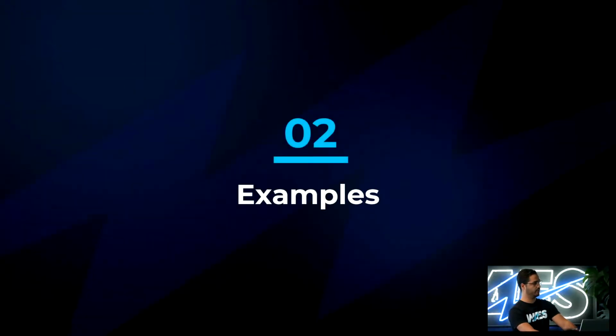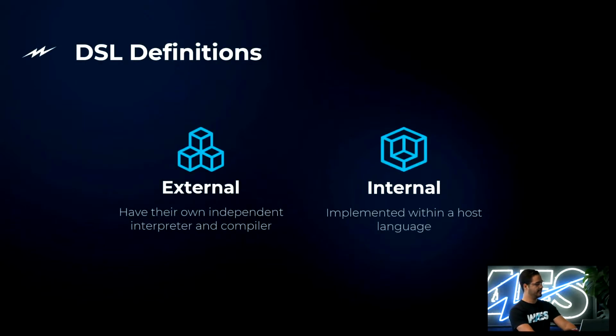Yes, I will show the examples later. So inside the DSL definitions, we have two types of DSLs: externals and internals. The externals are independent. This kind of language has its own interpreter and compiler. Some examples are CSS and XML. And then we have internal DSLs.